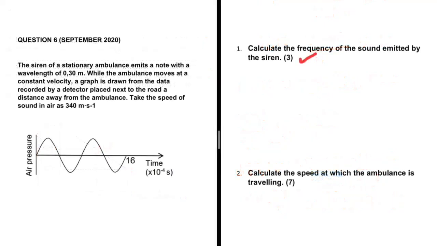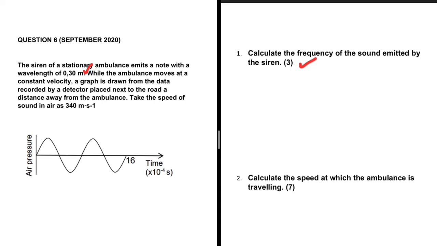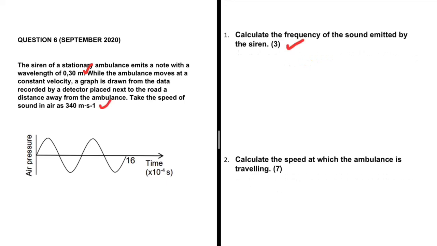Calculate the frequency of the sound emitted by the siren. Let's go ahead and take a look. The siren of a stationary ambulance emits a note with a wavelength of 0.3 meters. While the ambulance moves at a constant velocity, a graph is drawn from the data recorded by a detector placed next to a road a distance away from the ambulance. Take the speed of sound in air as 340 meters per second.